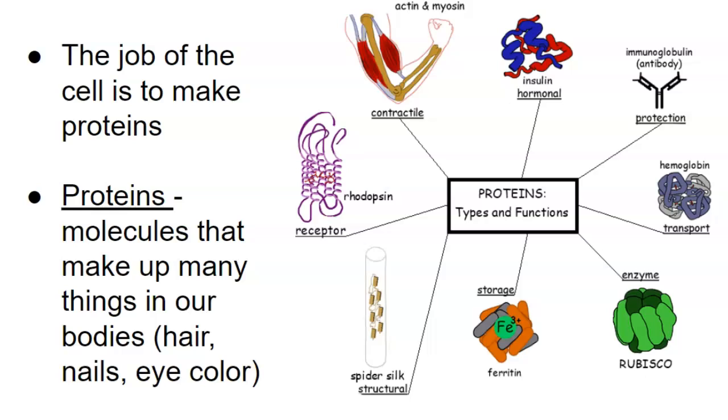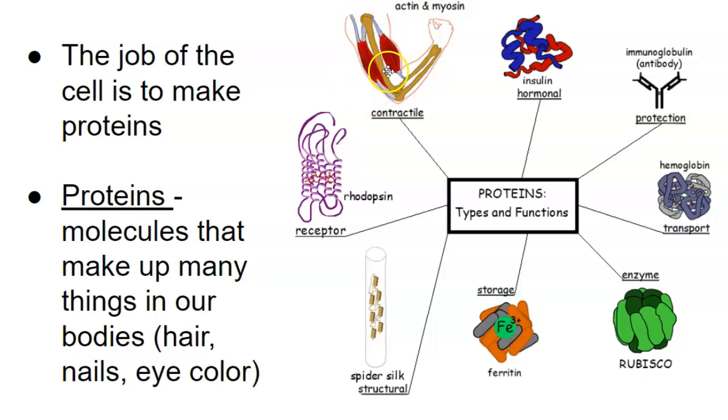A protein is a molecule that makes up many things in our bodies. So they make up our hair, our nails, our eye color. You can see in this picture, these are different types of proteins. Rhodopsin is found in your eyes. It lets you see. Okay.